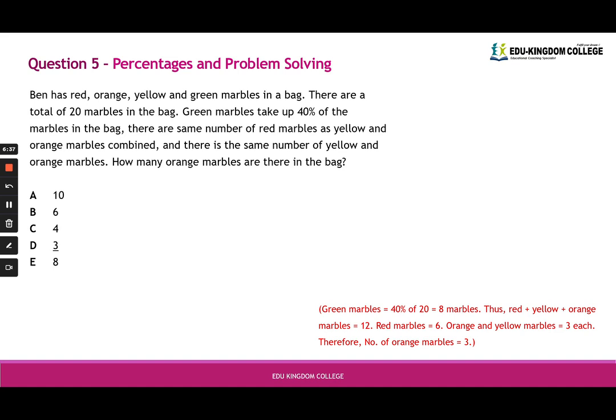Okay, so we know that there are a total of 20 marbles in the bag, right? So that means green marbles. Okay, so we write green. Green just takes up 40%, right? So we just do 40% times 20, and that will give us 8, okay? And so that means the amount of marbles, red plus yellow plus orange, is just going to be 12, okay?